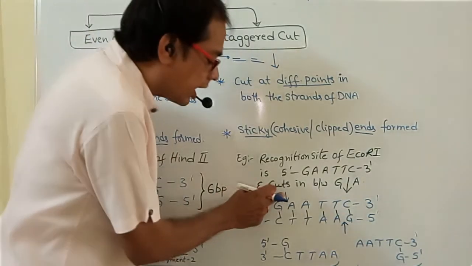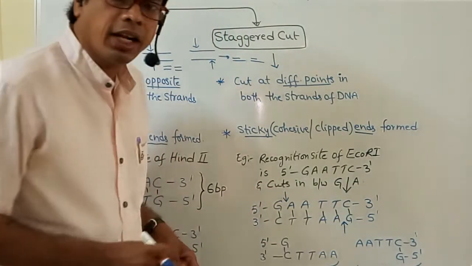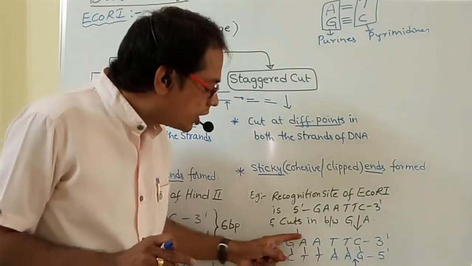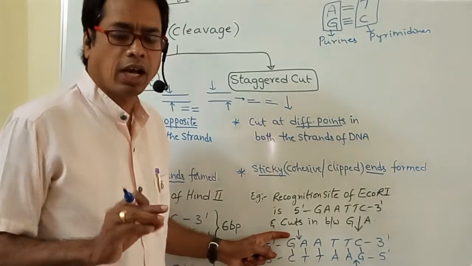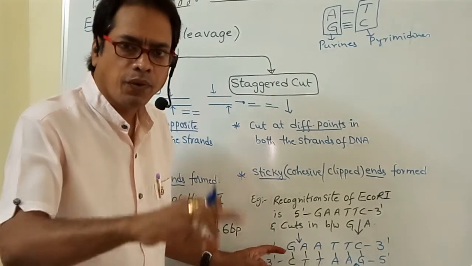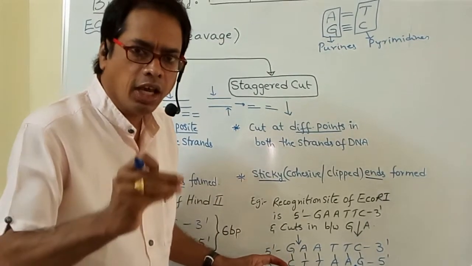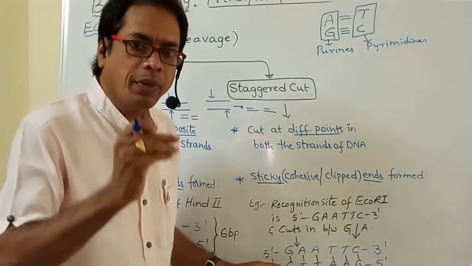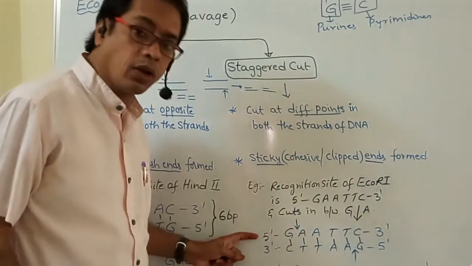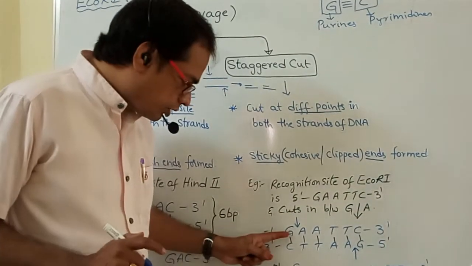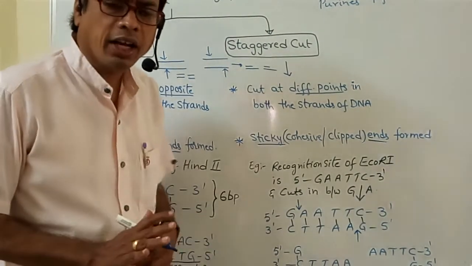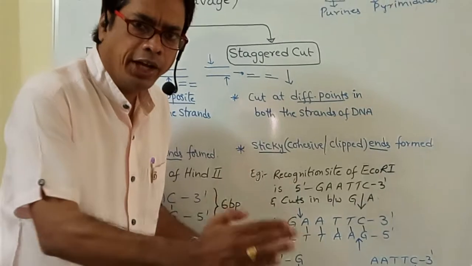So cutting occurs at different points. Where does the cutting occur? Between G and A. Don't say other letters. So the recognition site of EcoR1 is 5 to 3, GAATTC, and it cuts in between G and A. This G should be present at the 5 end, and that one also you have to remember. If G is present at the 3 end, will it be cut? No.